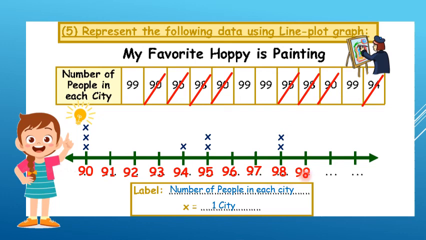And the last one is 99. Is there 99 in this data? Yes, we have 1, 2, 3, 4. 4 cities have 99 people who love painting. Now we have finished our line plot by plotting X's, which is our key, which means one city.